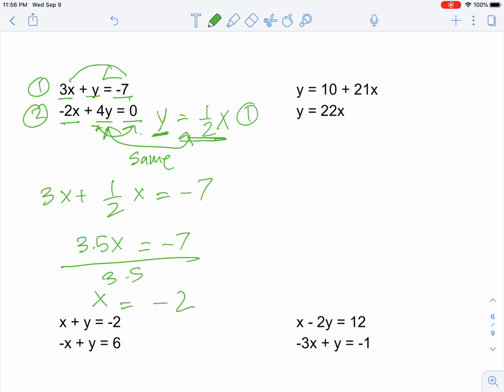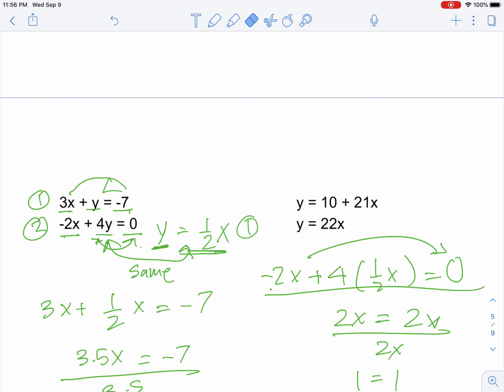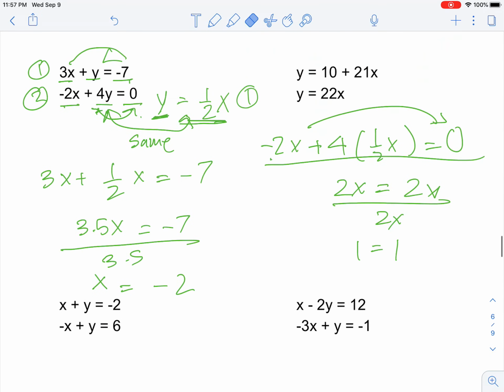So let's try this out. Negative 2x plus 4 times 1/2 x, right? Equals 0. Now, if we do this entire equation out, we get 2x is equal to 2x, because I moved this over here by adding on both sides. Now, if you divide 2x by 2x on both sides, you get 1 equals 1. So you know that this equation is true, but it doesn't give you what the x value is.